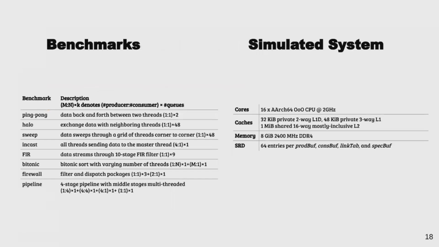Now I'm going to show the evaluation results. We have a set of diverse benchmarks with different types of queues. Some are multi-producer to multi-consumer queues, some single producer or single consumer. And the number of queues in each benchmark varies too. The experiments are conducted in a well-known full-system simulator, gem5. And the system configuration is in the table on the right-hand side.